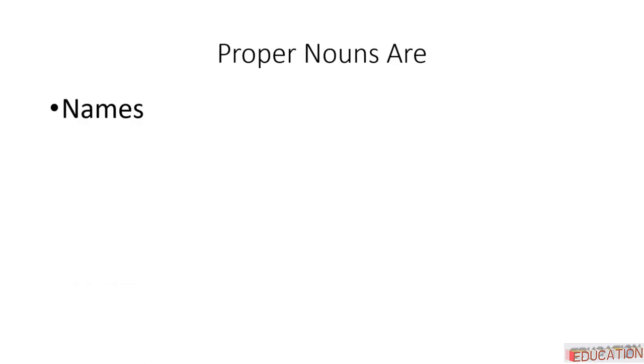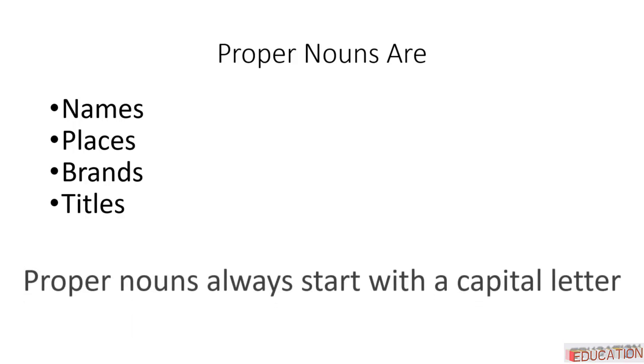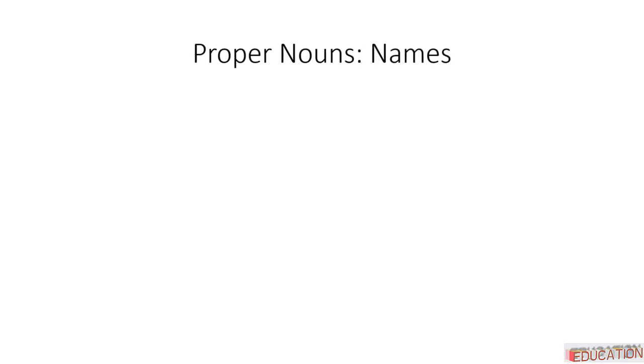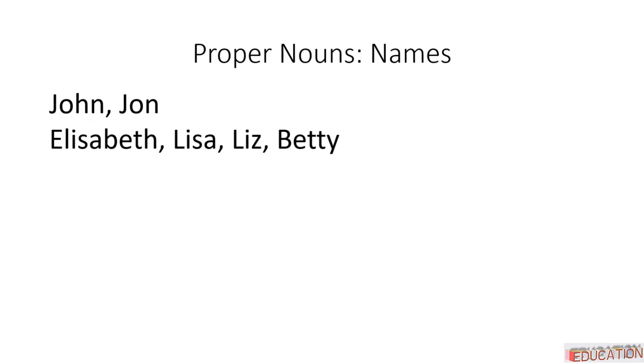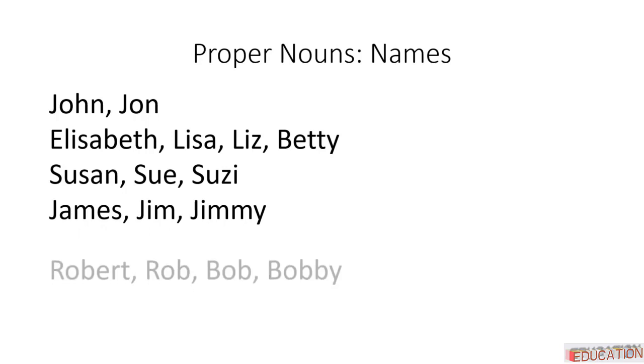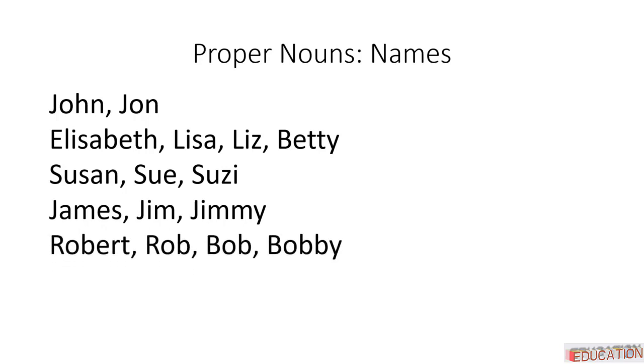And proper nouns are names, places, brands, titles. And proper nouns always start with a capital letter, no matter where it appears in the sentence. There are some examples of names that are proper nouns: John; Elizabeth, Lisa, Liz, Betty; Susan, Sue, Susie; James, Jim, Jimmy; Robert, Rob, Bob, Bobby.